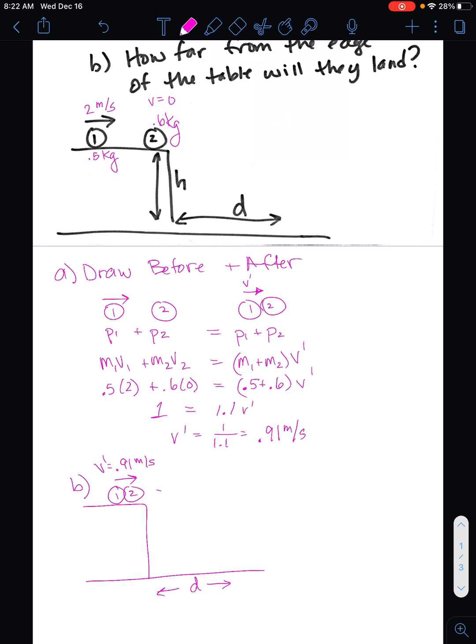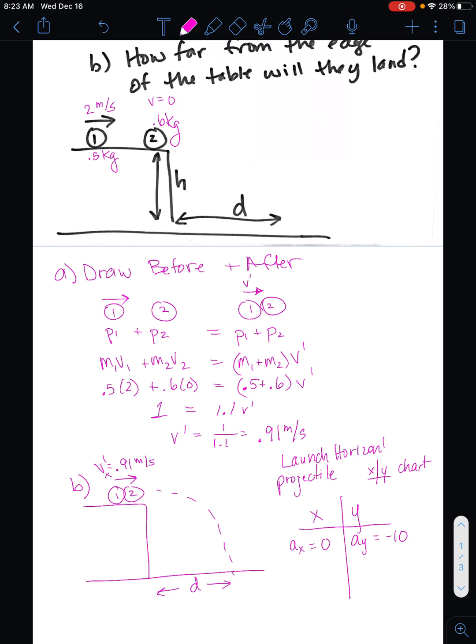And so I'm going to just look at this picture and notice that this is a projectile motion problem. And for my projectile motion problem, I always start by making an XY chart. And so in my XY chart for projectile motion, I know that my acceleration in the x direction is 0. My acceleration in the y direction, we'll just call -10. When I'm looking at these velocities, that 0.91 meters per second, that's all in the x direction. None of that velocity is in the y direction. This isn't just a projectile problem. This is a launched horizontal projectile problem.